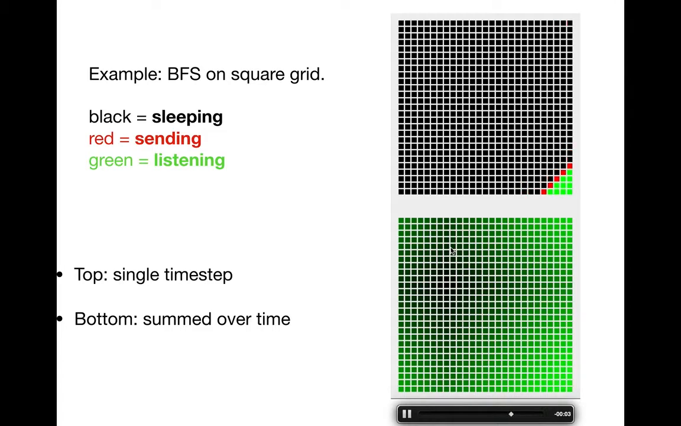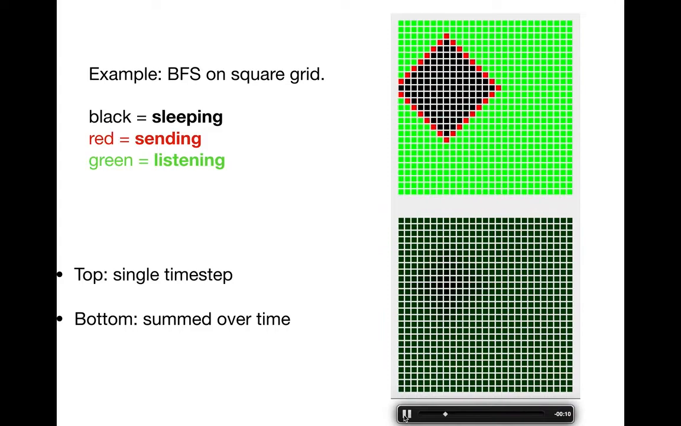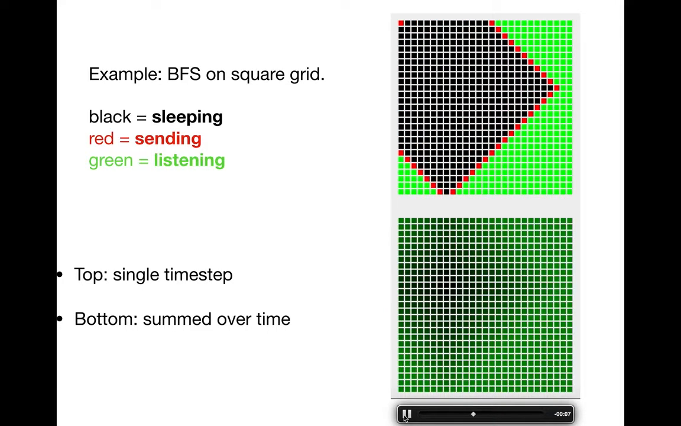The bottom square is showing the cumulative energy cost over time. So it's just the sum of what you see in the steps on the top. That cumulative energy cost on the bottom is what we're trying to minimize overall. And you notice at the end that you see a brighter green at the places that had to wait longer for the frontier to reach them.